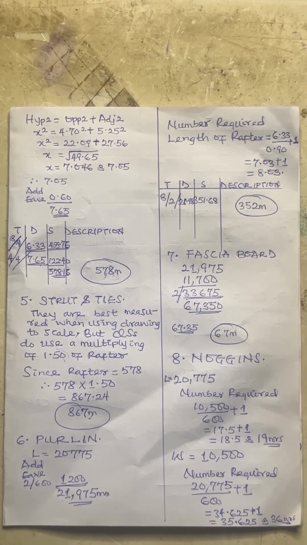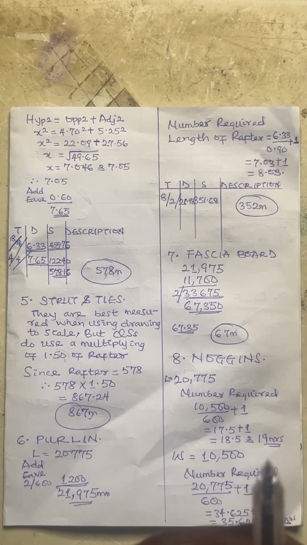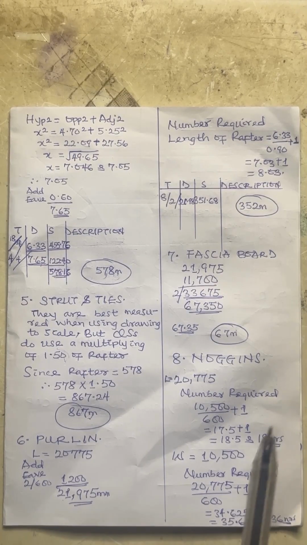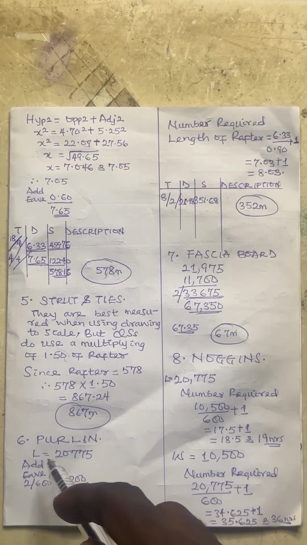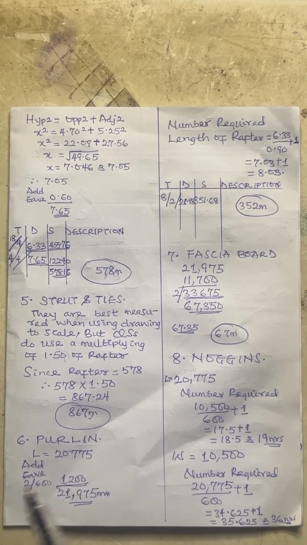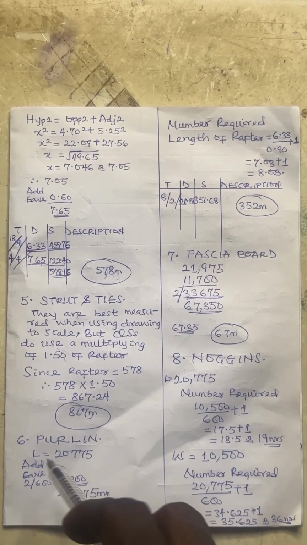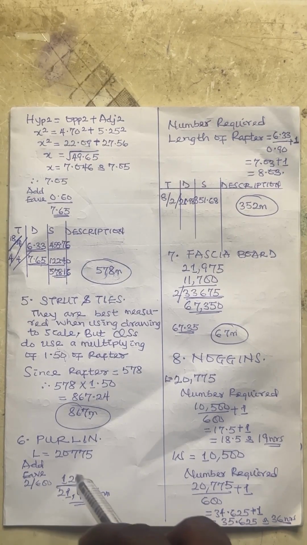So pour line is going to receive the roofing sheet, and that's why whenever we are describing our roof covering, we say nailed to pour line measured separately. Now our pour line is going to run along the length of the building, which is 20,775 mm.